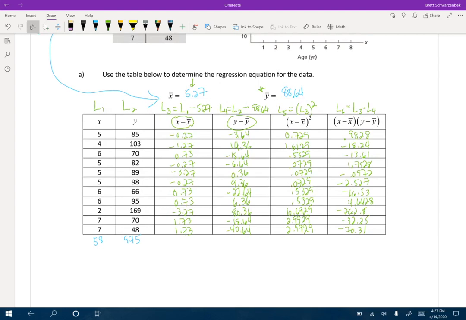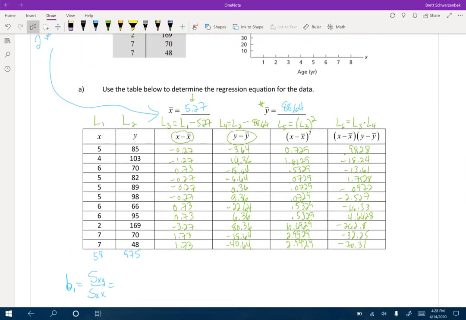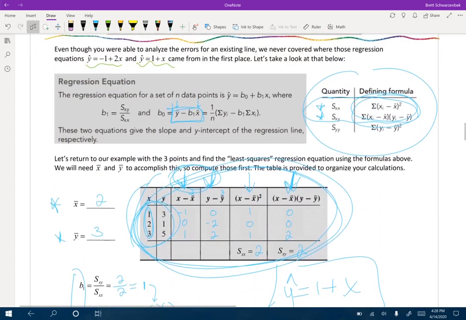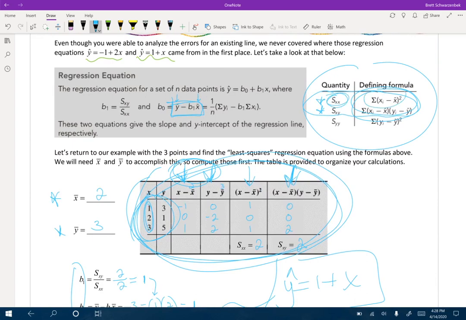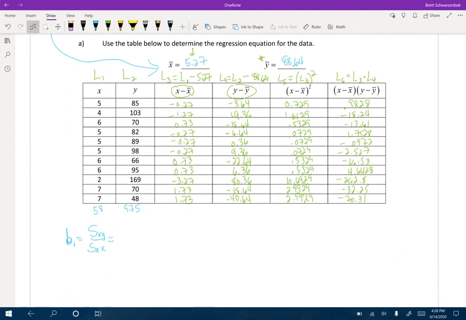Remember, the first thing we always have to calculate is B1, the slope. B1 is equal to SXY over SXX, right? So if you recall from our defining formulas, our SXX is the sum of our x minus x bar squareds. So that is our L5 column. So the sum of this column is 20.1819. Okay, so you can actually get that value by using the calculator as well.